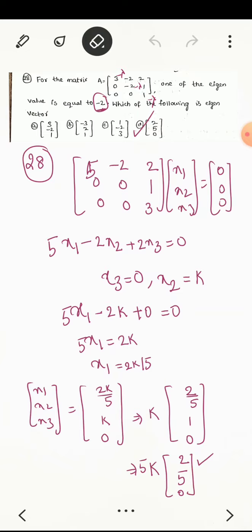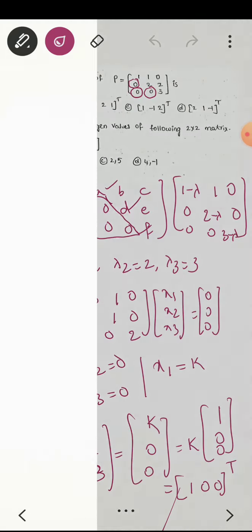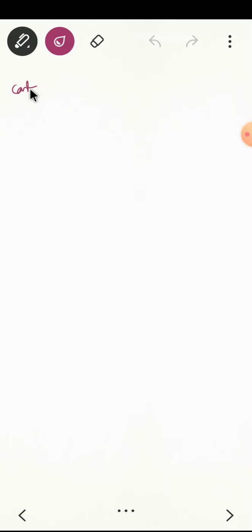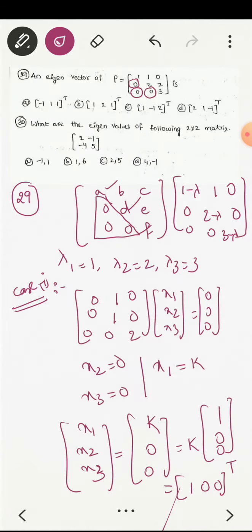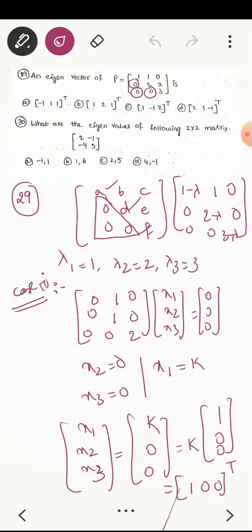That means we have to go for case 2. Case 2: if lambda equal to 2, substitute lambda equal to 2. I am writing the matrix here: minus 1, 1, 0. Again I will get what?